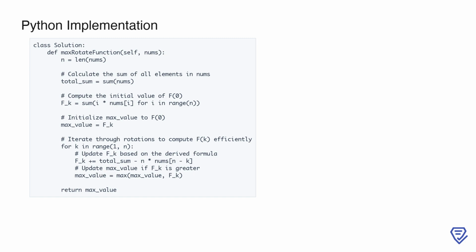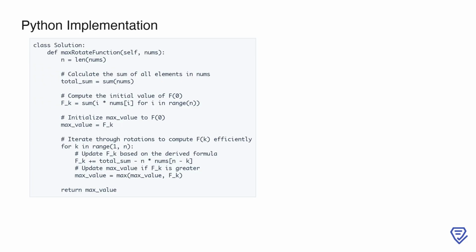The key insight is that the rotation function f(k) can be expressed recursively. f(k) equals f(k-1) plus total_sum minus n*nums[n-k]. Here, total_sum represents the sum of all elements in the array, and nums[n-k] corresponds to the element that gets rotated out during the kth rotation.